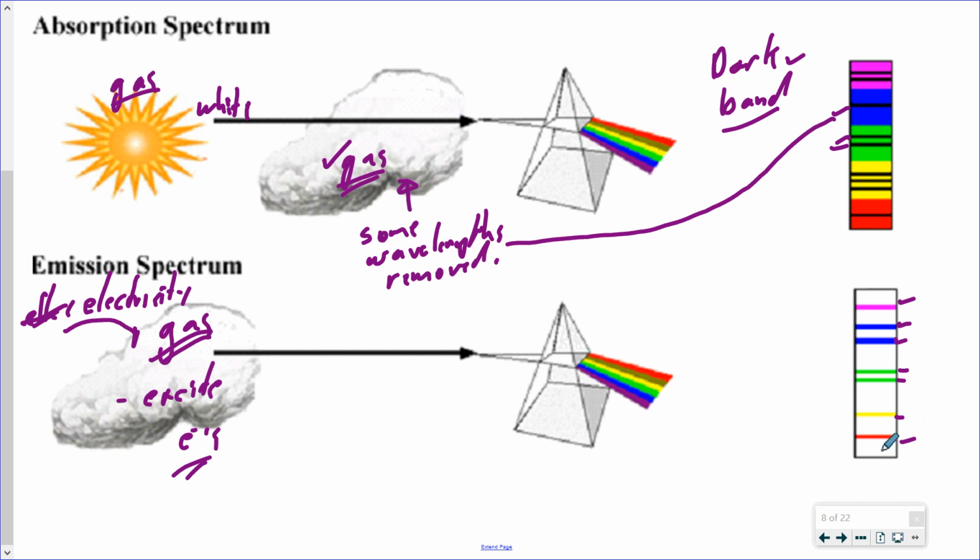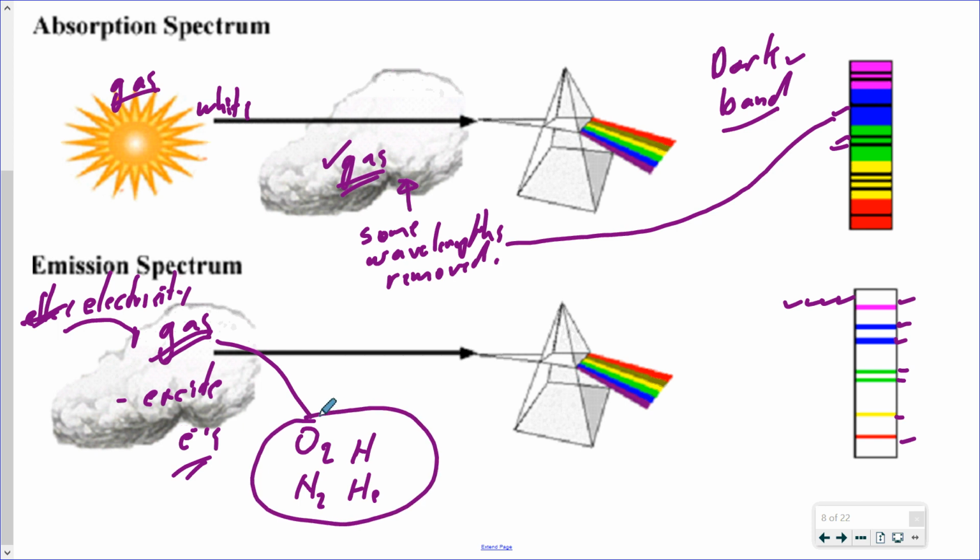So think of this as a barcode. This is our barcode standard, and we can have a standard for whatever gas we want to test. So we can test oxygen, and we can get the barcode for oxygen. We can test nitrogen, and we can get the barcode for nitrogen. We can test hydrogen, get the barcode for that. We can test helium, get the barcode for that. And every barcode is different for every different element.